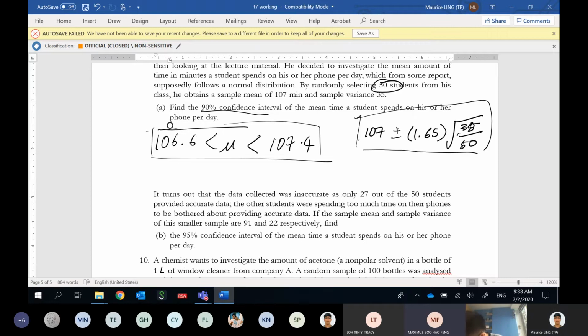I think I use a Z. The Z value. I didn't get 1.65 for that part. So what number do you use here? I got 0.5. I refer to the Z table, I think. You get 0.5. Okay. So you refer to a Z table.